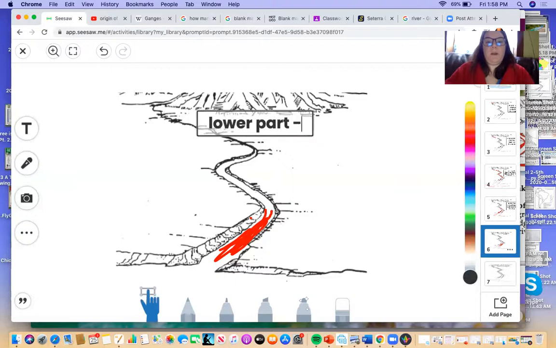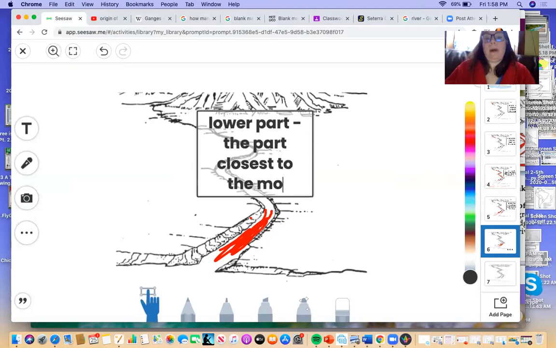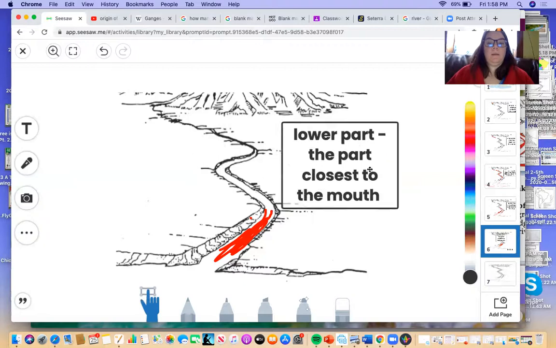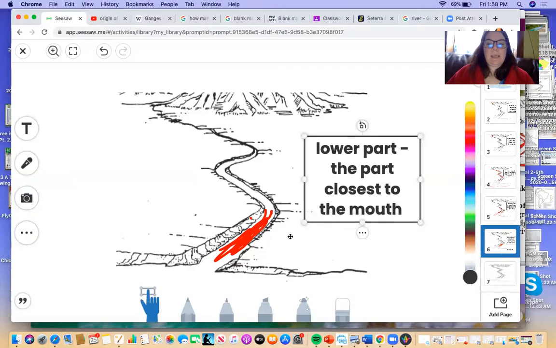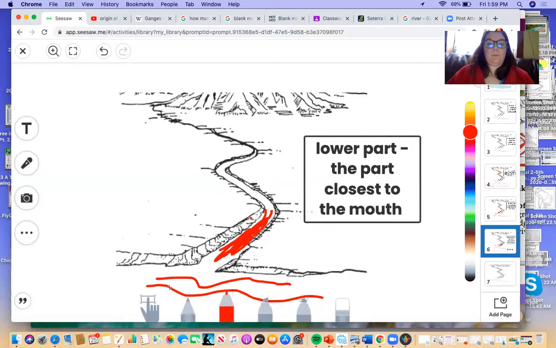So the lower part would be the part closest to the mouth of the river. And we're getting ready to talk about what that is. We can see here that this part, let me go back to my marker, is getting ready to empty into this bigger body of water. Maybe this is another river, or it's probably another river.